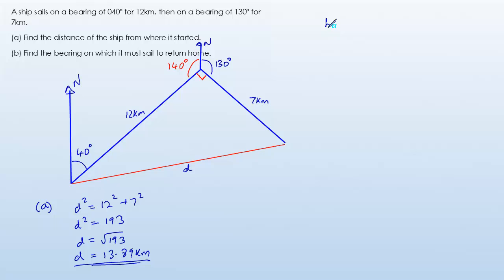Now for part B, this is the most difficult part of the question. Remember, we also can have a north just here. And because the north lines are parallel, co-interior angles, this is 130, this must be 50, so they add to 180. So if I can now work out this angle, then I can get the bearing, because the bearing is going to be this angle clockwise from north. So I'm going to call this angle x.